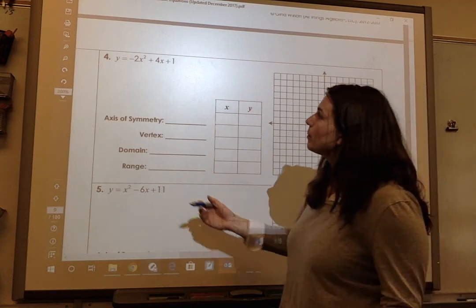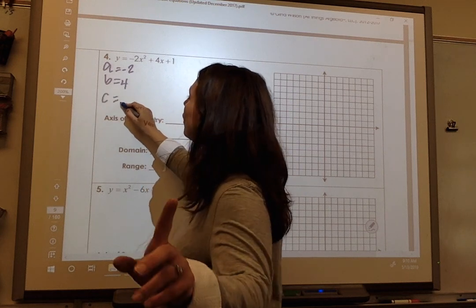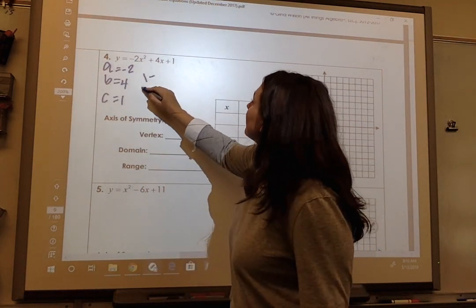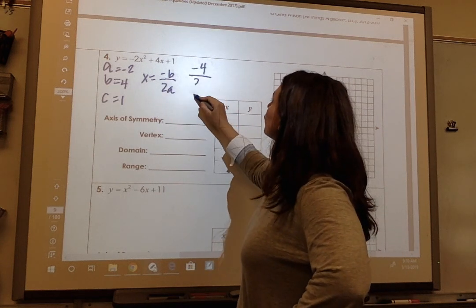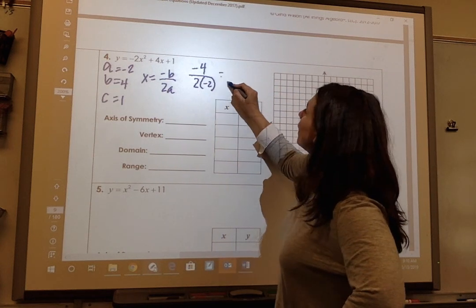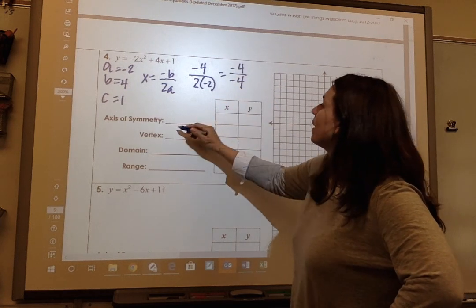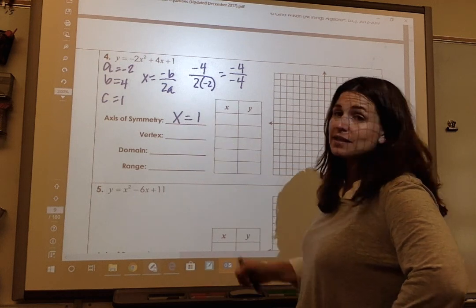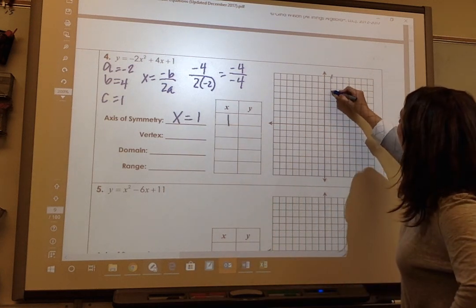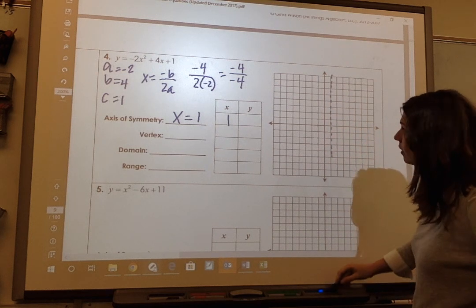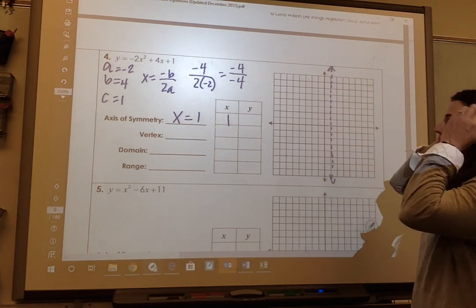All right, axis of symmetry we know. So A is negative 2, B is 4, C is 1, although I don't need to know. So x equals negative b over 2a. So I get negative 4 over 2 times negative 2. And that's negative 4 over negative 4, which is a positive 1. So my axis of symmetry is x equals 1. And over here I'm going to graph it. My axis of symmetry, x equals 1. Okay, so I've graphed my axis of symmetry.